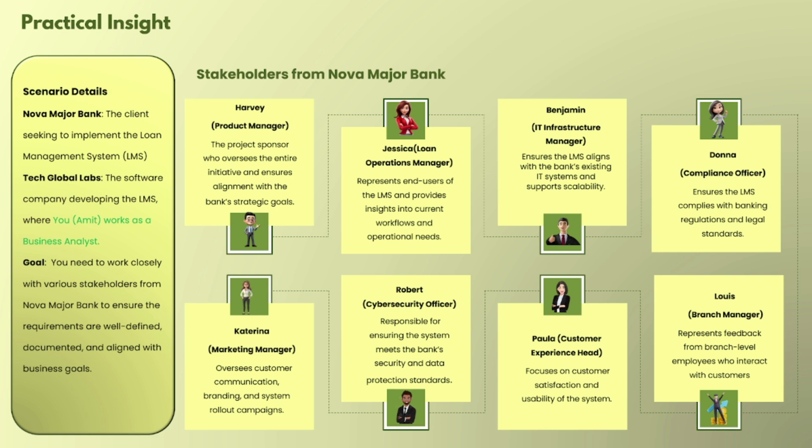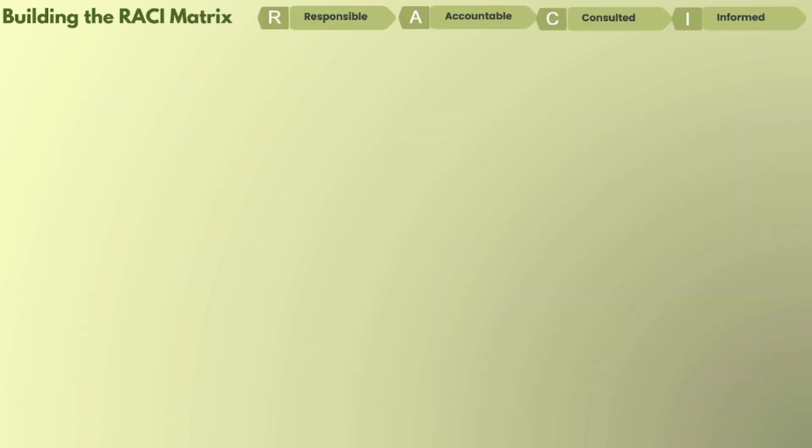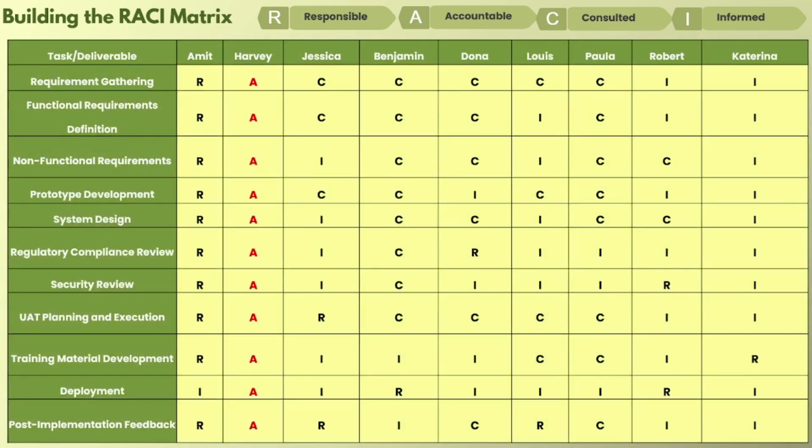Now let us create a chart with whatever knowledge we have gained about our stakeholders. So here is the RACI matrix chart. We can see that in the left hand side column there is a task or a deliverable, where requirement gathering is a task, then functional requirement and definition is a task, non-functional requirement is a task, and in the first row we have put all the stakeholder names, and in front of them we have kept whether they are responsible, accountable, consulted or informed.